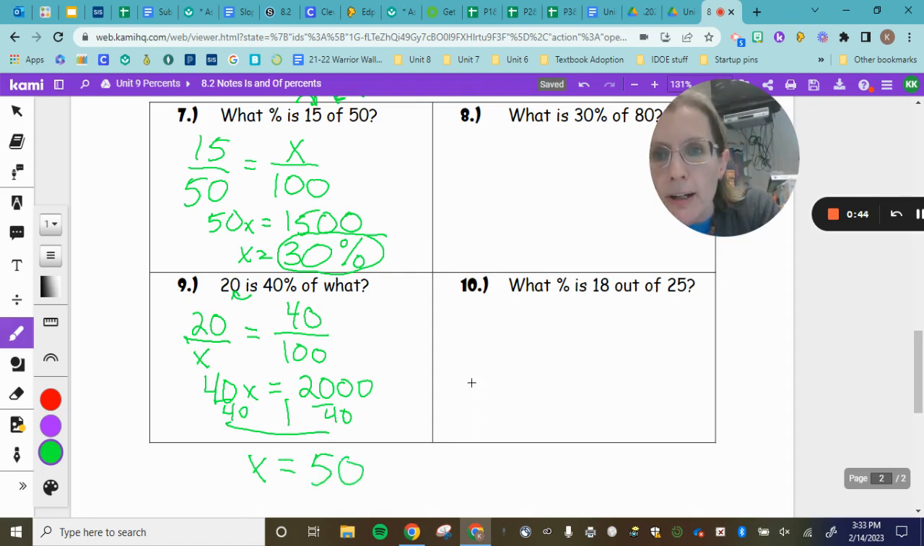And I thought I was running out of time, so I was writing that really quickly. So if you can't see it, I'm sorry. That does say 2,000 divided by 40. And try number 10. Do work out these questions on your paper before you check it with the Edpuzzle video, because I will be checking to make sure that you have done all of the problems. And you're ready to practice. Good luck.